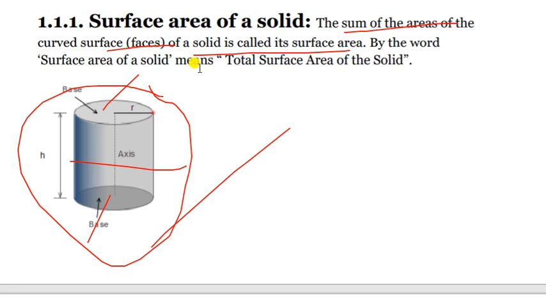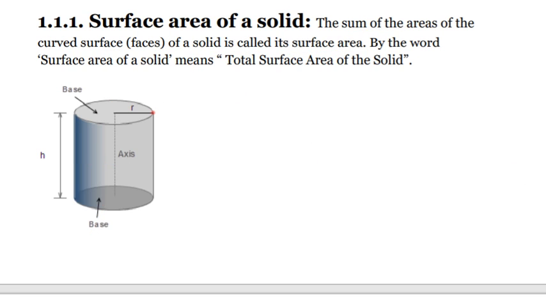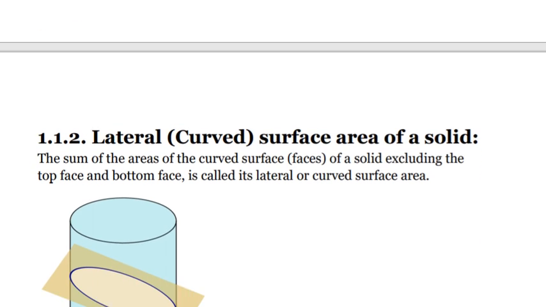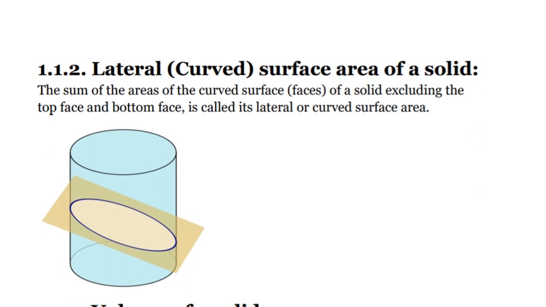Now next, this is surface area, is it clear? Now one more, that is lateral or curved surface area. Lateral means without the top and bottom faces. Without the top and bottom faces, you have to find the area. That means you have to subtract this face and this face. You have to take only this curved surface area. Is it clear?